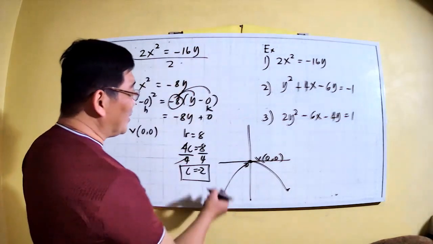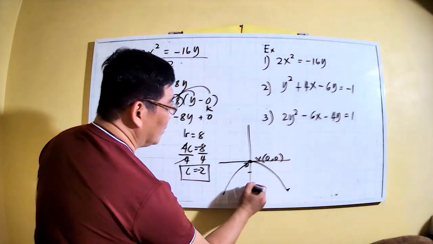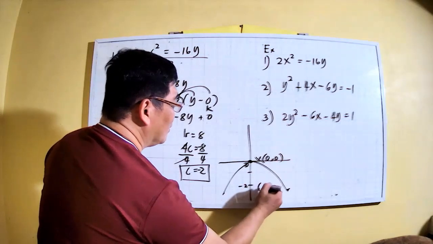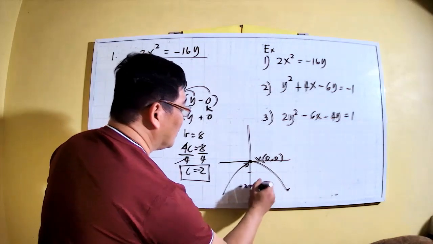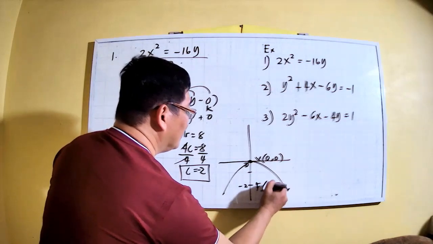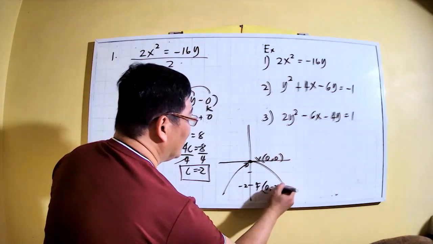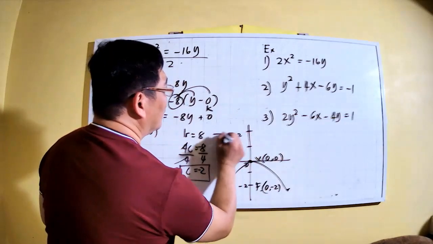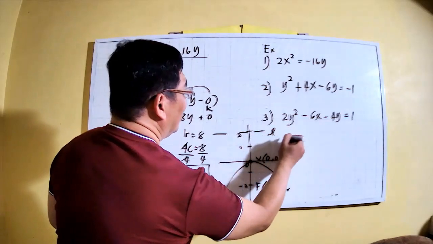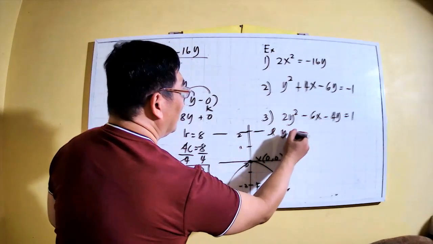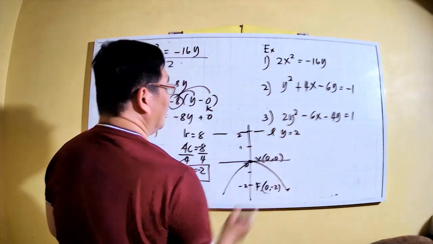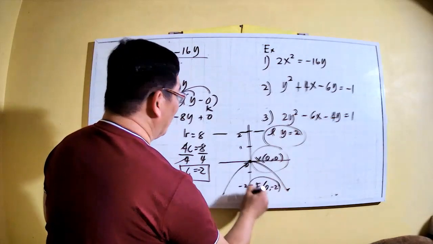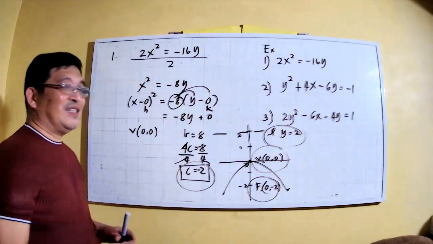Yung focus is 2 units away from the vertex. 1, 2. This is negative 2. So yung focus is at 0, negative 2. And you have here 1, 2. Directrix is y is equals to 2. So, meron na tayong directrix, meron na tayong vertex, meron na tayong focus, meron na tayong c.